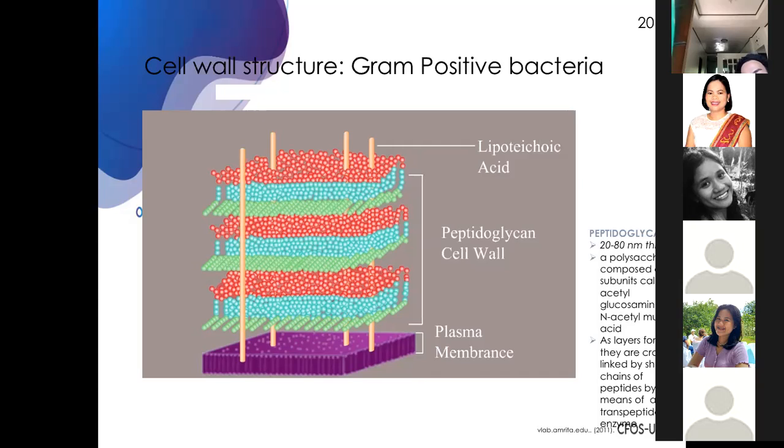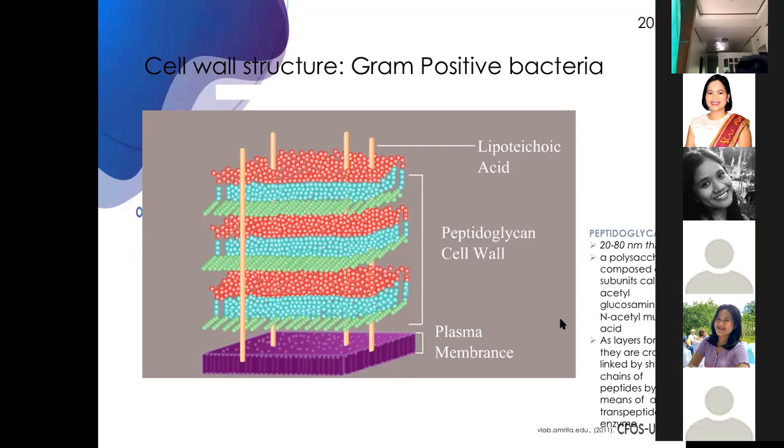So, when cells feel they can no longer survive, it's better that they autolyze. So, something like that. The peptidoglycan layer is around 20 to 80 nanometers thick, and it has a polysaccharide composed of two subunits called N-acetyl glucosamine and N-acetyl muramic acid. As the layers form, they are cross-linked by short chains of polypeptides. Actually, I'm just reading from the side of the slide.